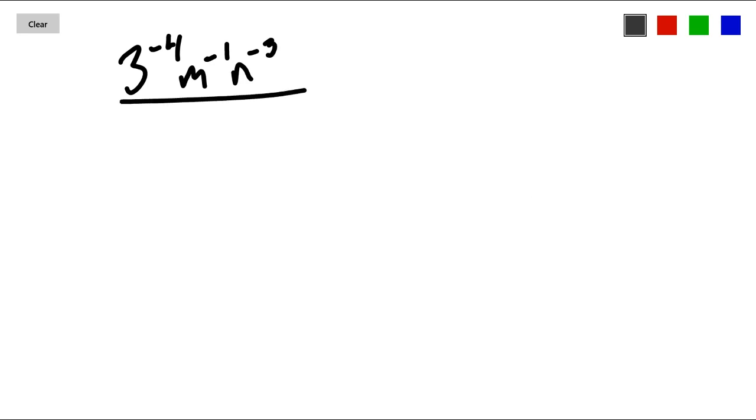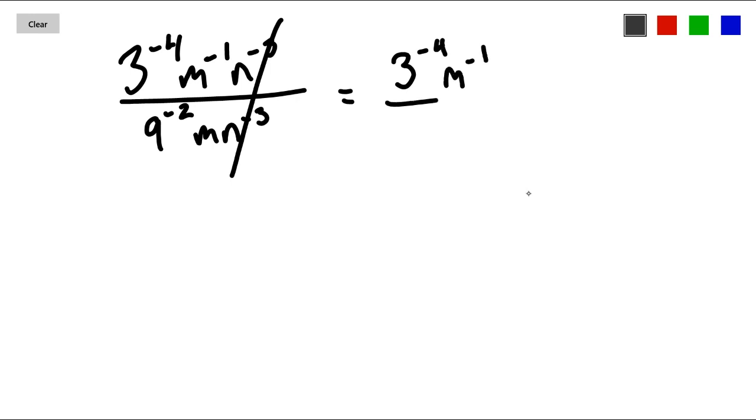Let's say that I had 3 raised to the negative 4th power times m raised to the negative 1st power times n raised to the negative 3rd power divided by 9 raised to the negative 2nd power times m times n raised to the negative 3rd power. So right off the bat, I can see that I have an n to the negative 3rd on top and on the bottom, so they cancel. Then I'm left with 3 to the negative 4th power times m to the negative 1st divided by 9 to the negative 2nd power times m.